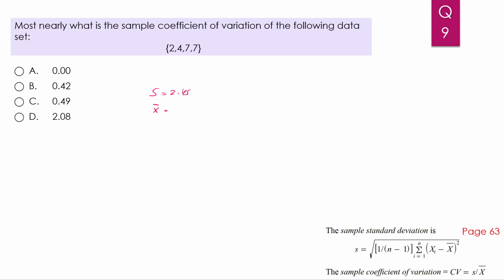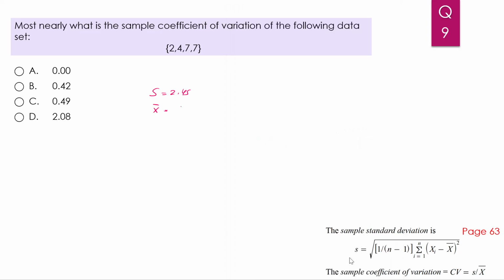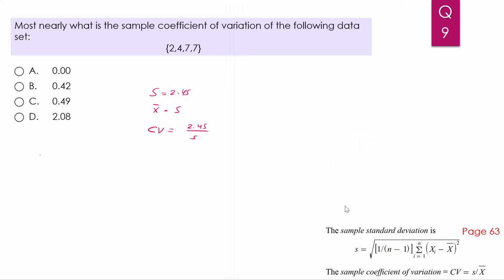And for X bar, we go back, shift, stat, then we go to number 4 and number 2, your X bar. And our X bar is 5. So our CV equals 2.45 divided by 5. And the answer is 0.49, and that is C.